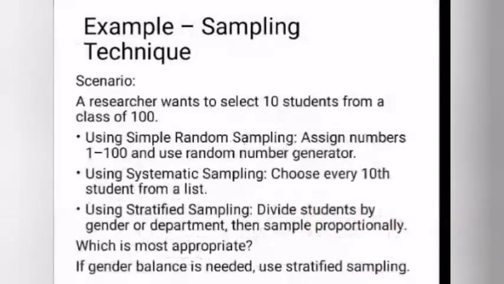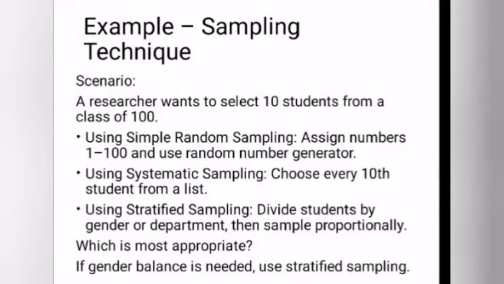So using an example, a researcher wants to select 10 students from a class of 100. Let us see the different methods that can be used. Using simple random sampling, it will assign numbers 1 to 100 and use random numbers to pick people.